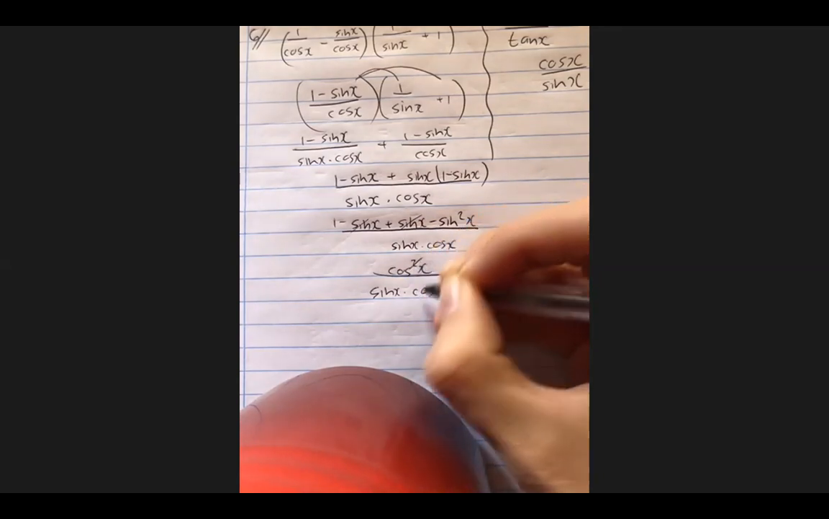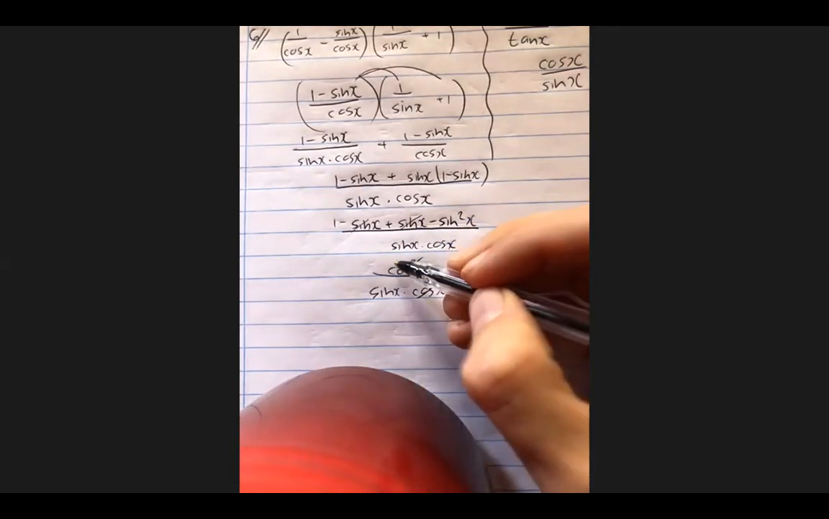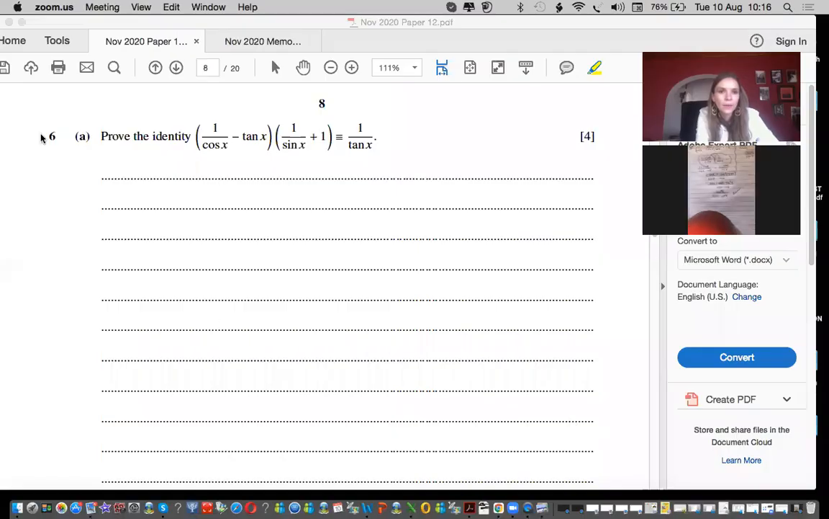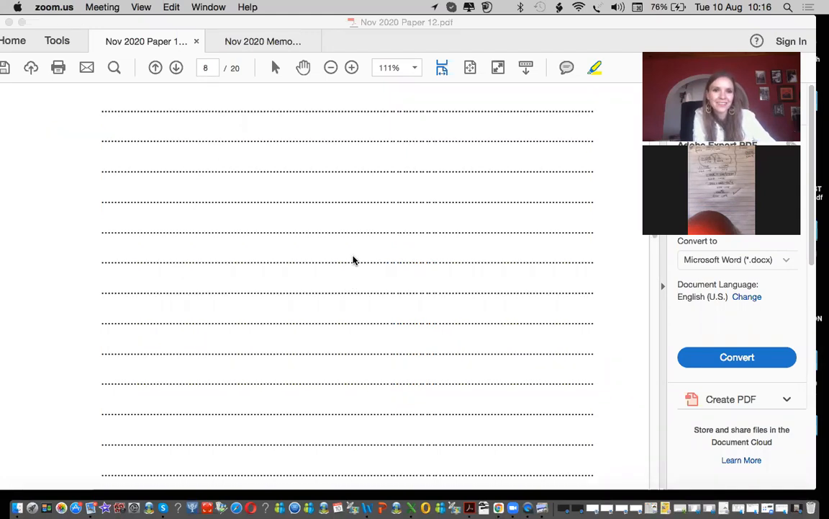And then cancel, cancel. Oh, lovely. Cos x over sine x. Done. That actually went quite easy. I don't know if that's the correct English. But we've got left-hand side equaling right-hand side.